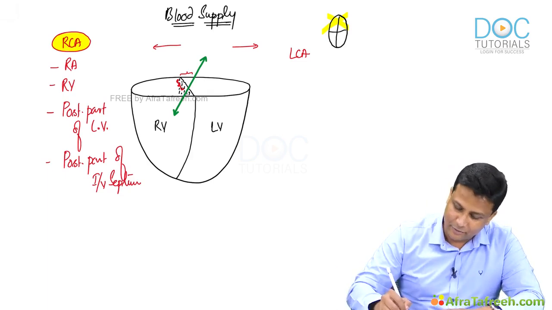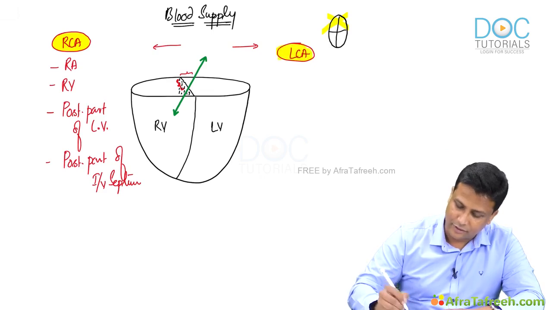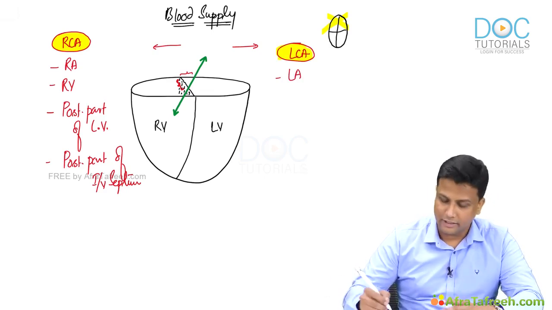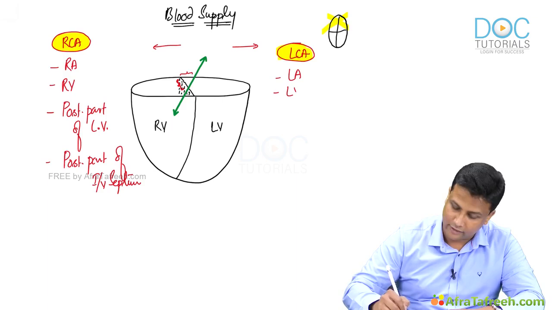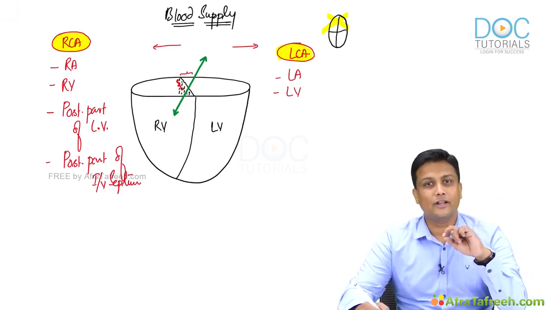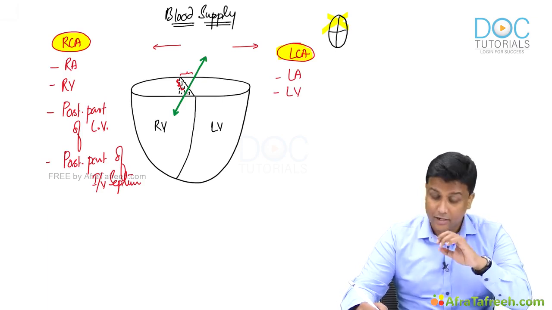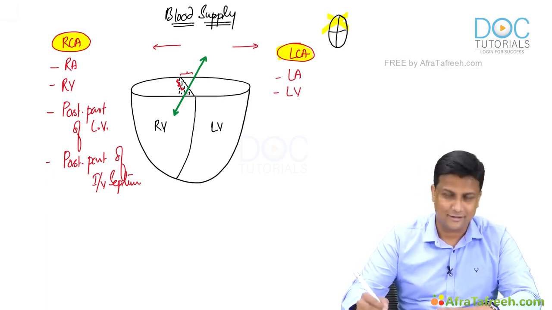Now let us learn about the blood supply by the left coronary artery. Apply it in the same manner, guys. The left coronary artery supplies the chamber present above, the left atrium, and just below that it also supplies the left ventricle. So the left coronary artery supplies the left atrium and left ventricle. Easy. Now observe the diagram more closely, guys.